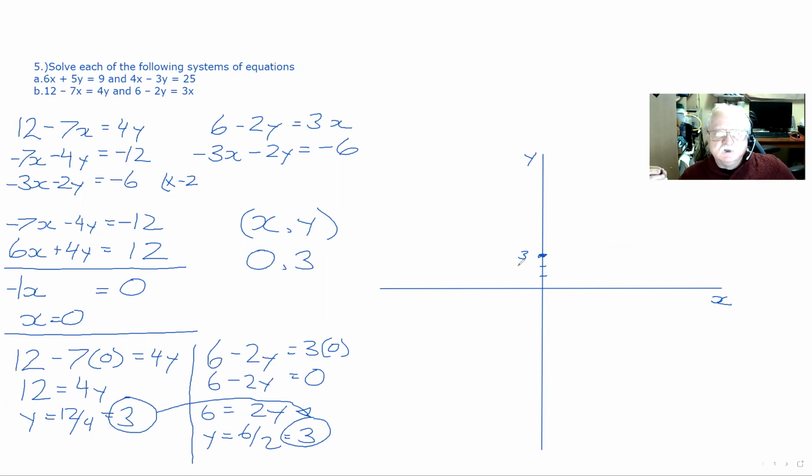Again, unless we go to the extent of graphing it, we wouldn't know where the lines go. We just know the ordered number pair, where they intersect. And that's all we're being asked to do at this point.